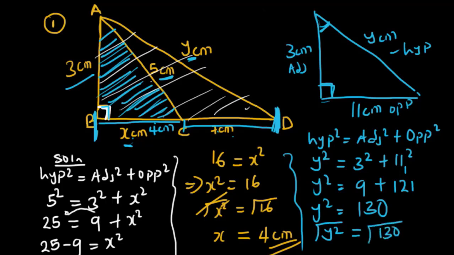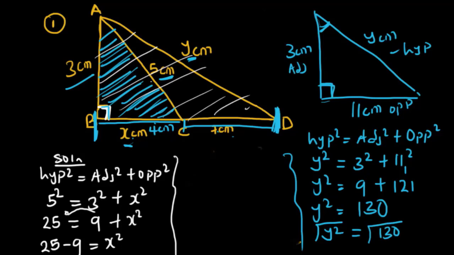Does this make sense? Now let's wrap up this part. Square root of y squared is y, because the square root cancels the square, equals square root of 130, which should give us approximately 11.4 centimeters. I hope you understand this. If you do, let's take another example.